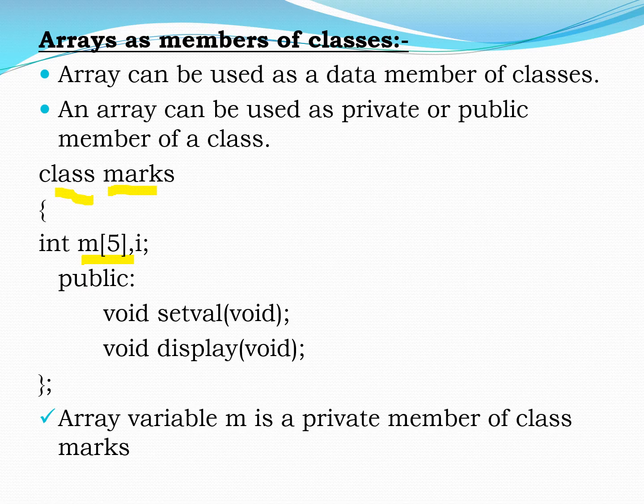In public, I have created two member functions, setVal and display. SetVal as well as display. This is a small class which I have created with two data members, that is m of 5, the array, and i, and two member functions, setVal as well as display. The array m is a private member of the class Marks.